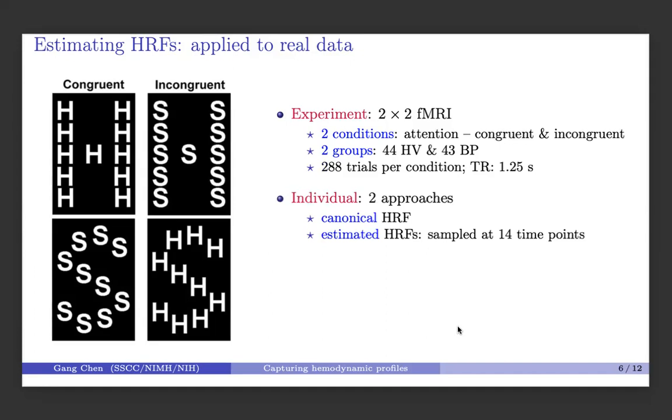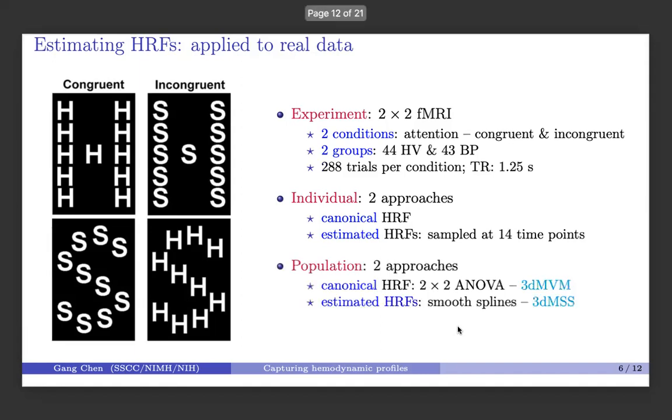At the individual level, we adopted 2 approaches. First, the conventional canonical HRF. For each condition, we use one regressor with a fixed shape to estimate the hemodynamic response. So we have 2 conditions, and we end up with 2 beta values per individual. In the second approach, we estimate the hemodynamic response with 14 basis functions. They're linear splines, in this case TENT functions. So each condition will end up with 14 sampled data points. That's the individual level.